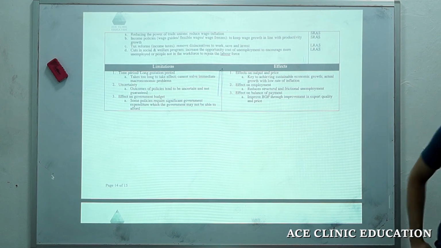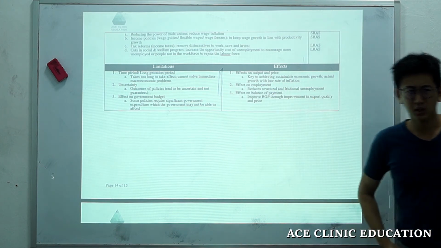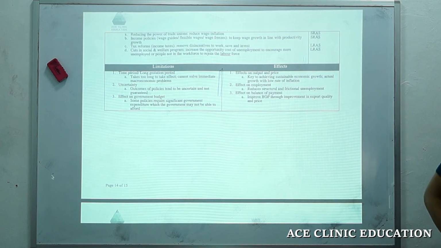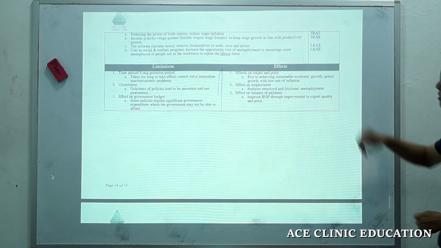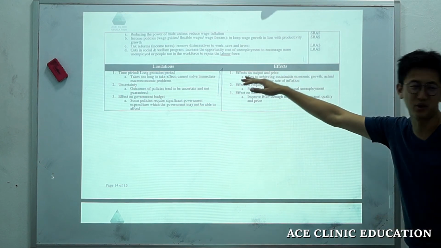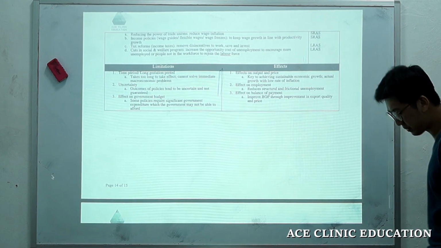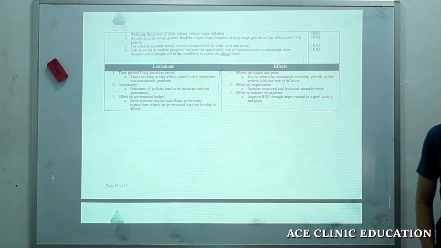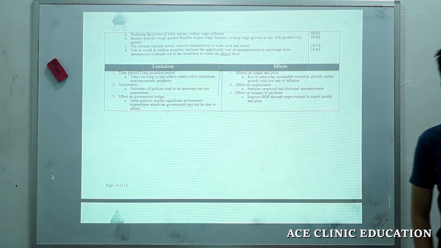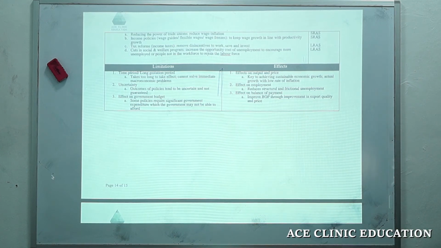Next, long gestation period, standard number one. Long gestation period means the thing itself takes very long. Let's go to number two. Uncertainty. So what's uncertainty? If you think about all your supply side policies, there's no guarantee that they will work.